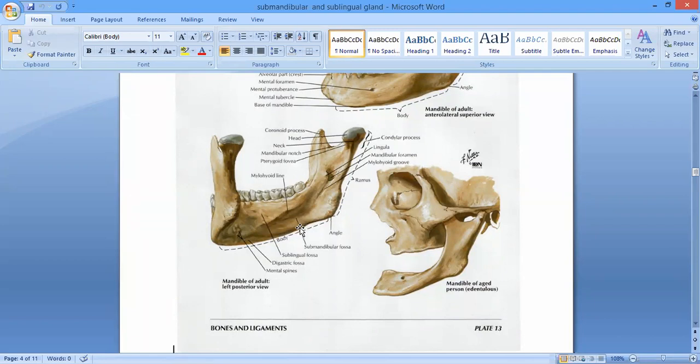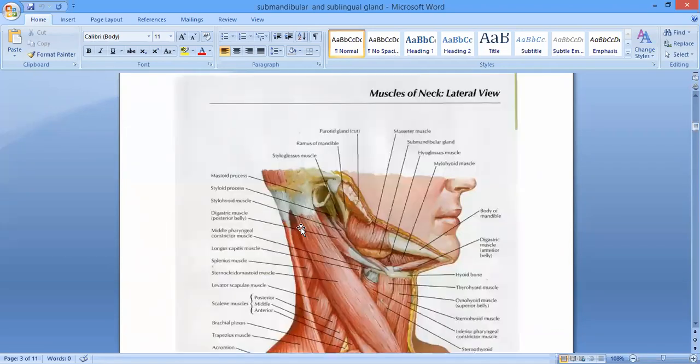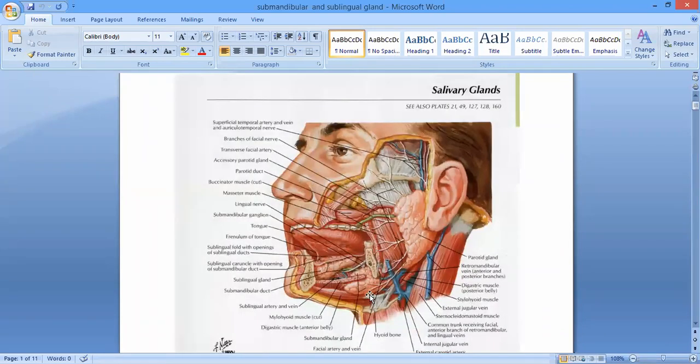Now this gland is also enclosed by fascia, between the two layers of deep cervical fascia. The superficial layer of the fascia covers the gland and is attached to the base of the mandible, whereas the deep fascia covers the medial surface. Just as I told you before in the parotid gland, the cervical fascia splits into the superficial and deep lamina. Here again, this gland is covered by the superficial lamina and the deep lamina.